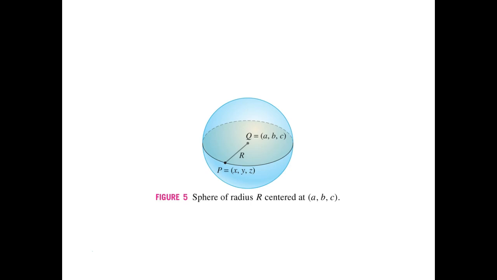Then this defines a locus, or a set of points X, Y, Z, as long as that distance is equal to R. That's what defines a sphere. All the points on the sphere are an equal distance from the center of the sphere. So if you wanted to express that mathematically, that would be the square root of (x minus a) squared plus (y minus b) squared plus (z minus c) squared is equal to r. Or (x minus a) squared plus (y minus b) squared plus (z minus c) squared is equal to r squared. You can write it that way too. Or using the distance formula, it's the square root of that, and it would be r.